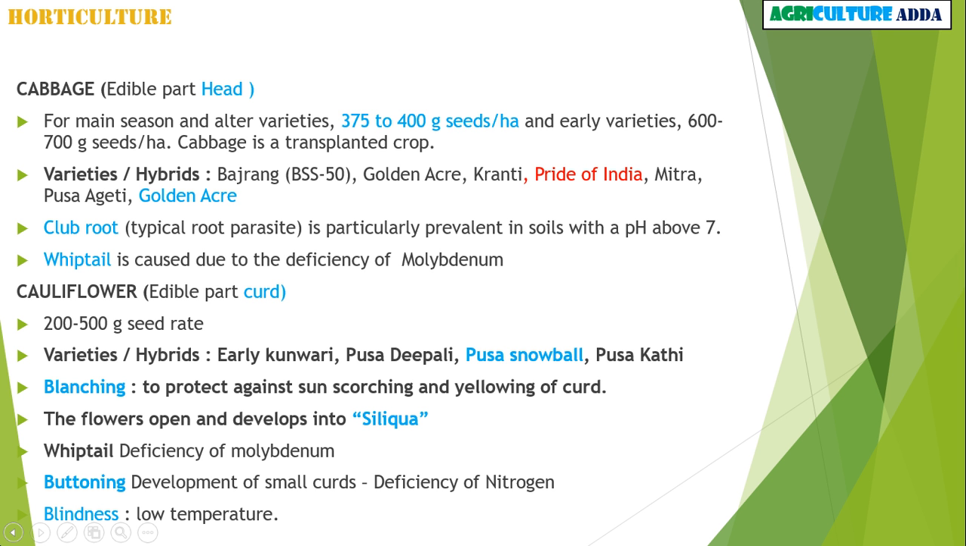And the flower opens and develops into siliqua. Whiptail is deficiency of molybdenum, as I told. And buttoning in cauliflower is due to the deficiency of nitrogen. That buttoning means development of small curds. And blindness is due to low temperature.